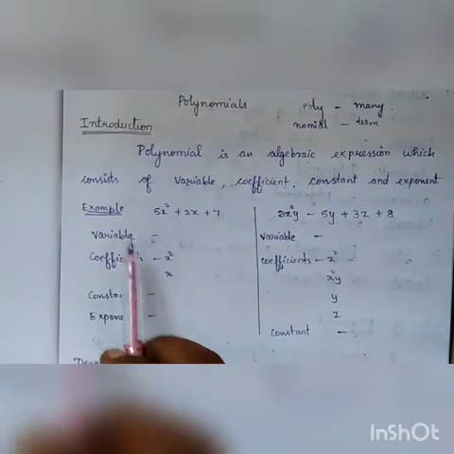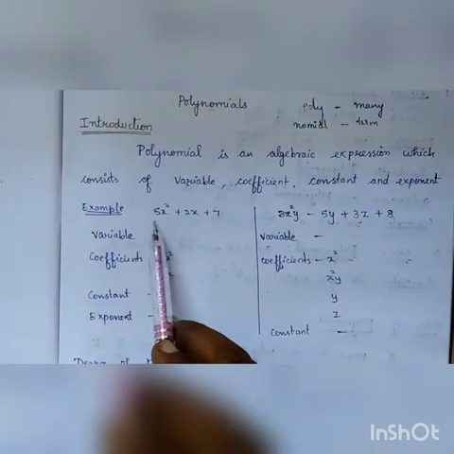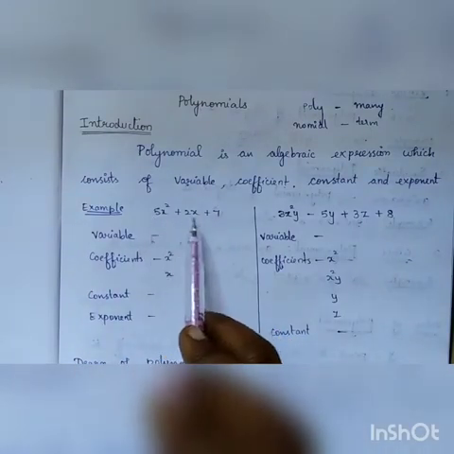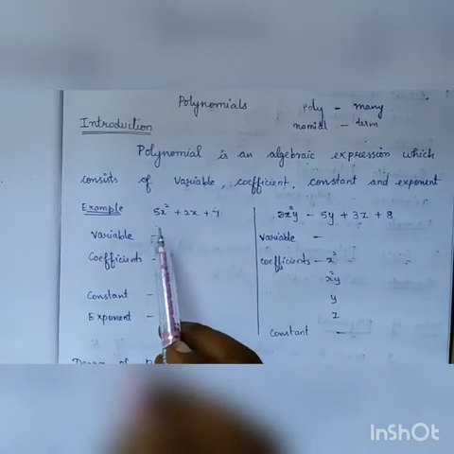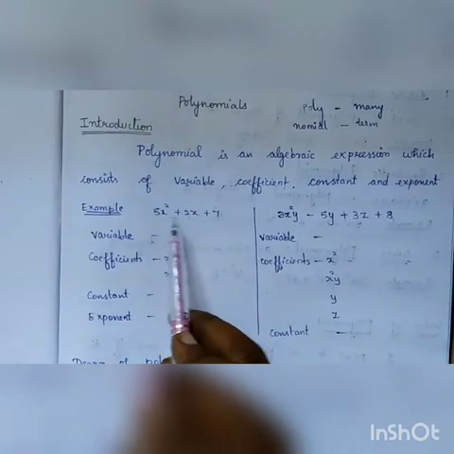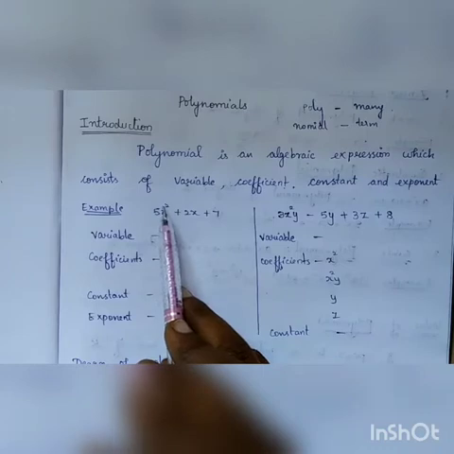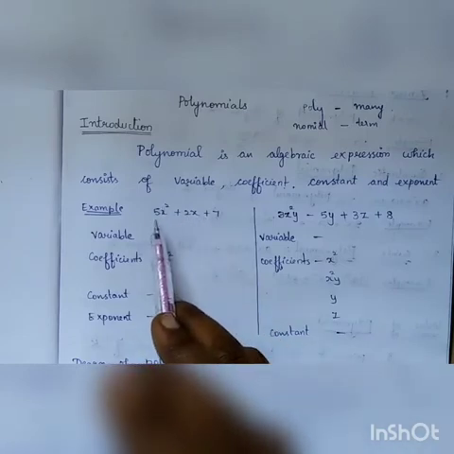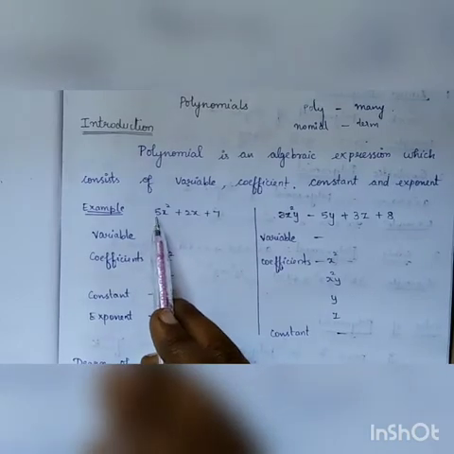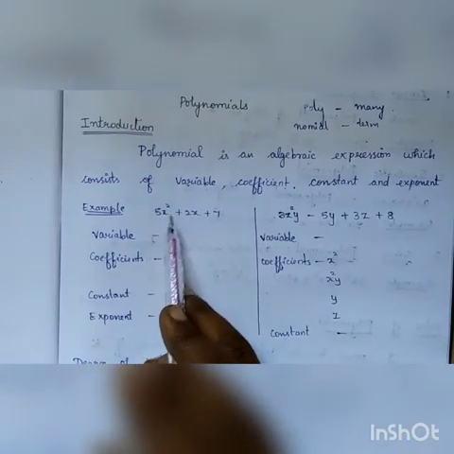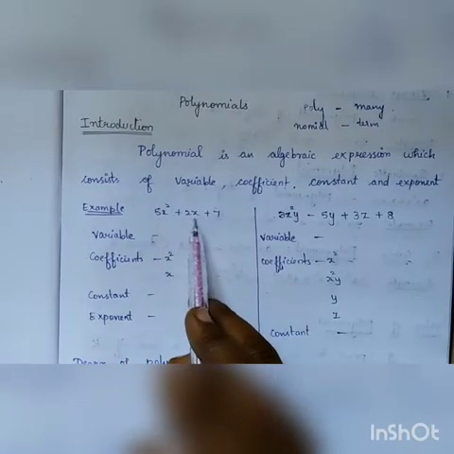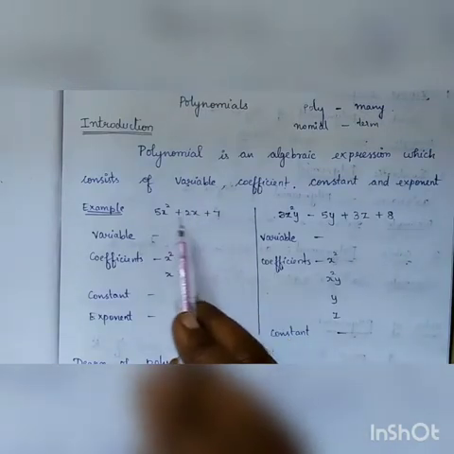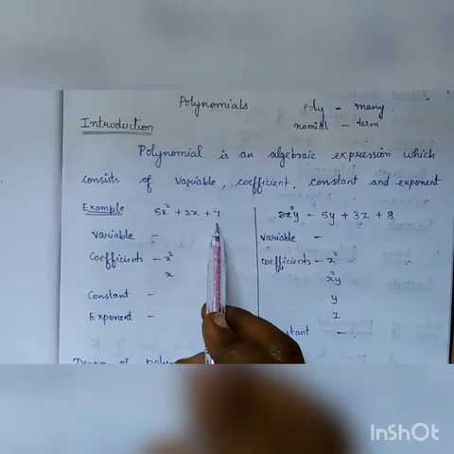Now let us see an example for the polynomial: 5x square plus 2x plus 7. This is an example of a polynomial. Now see here, this 5x square is fully one term. 2x is another term. Now this 7 is another term. So I have 3 terms here.